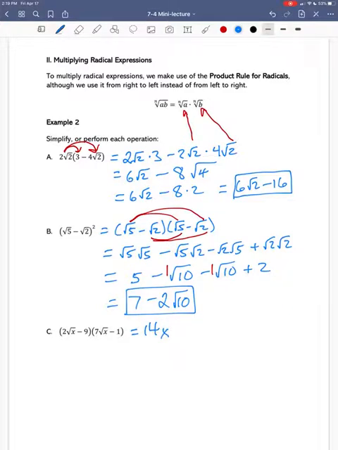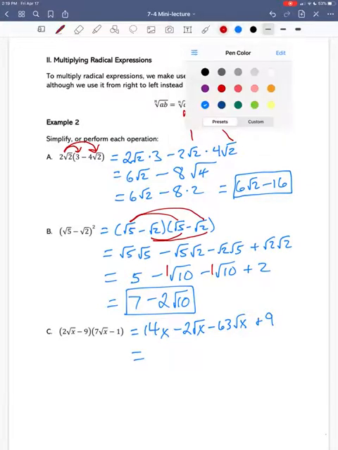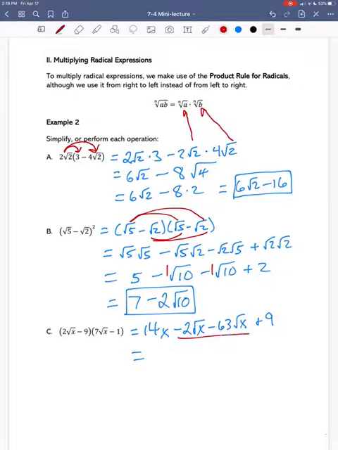When I do outer, I get minus 1 times 2, so minus 2 square root of x, and inner, minus 9 times 7, negative 63 square root of x, and then last, negative 9 times negative 1 is positive 9. So I get my middle two terms here, those are like terms, so the 14x stays. Negative 2 minus 63 gives me negative 65 square root of x plus 9.